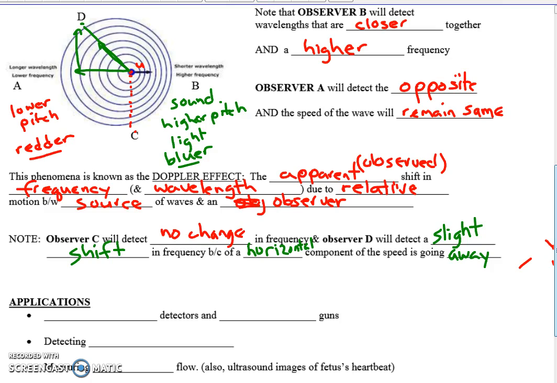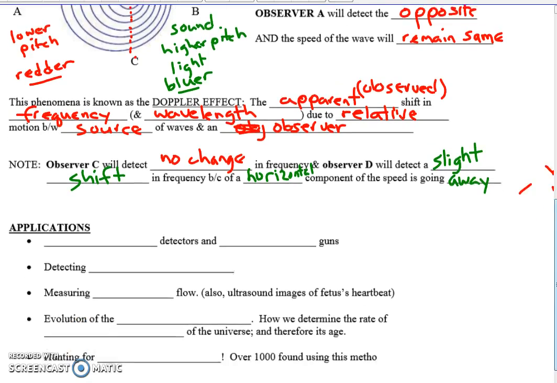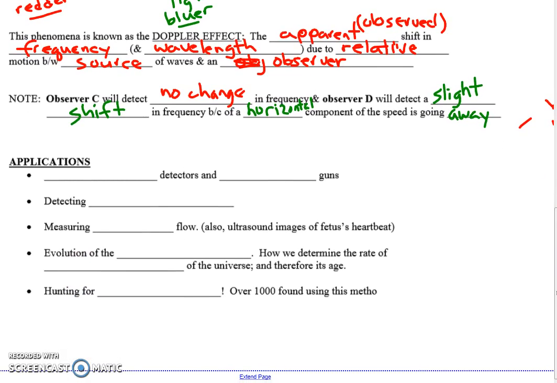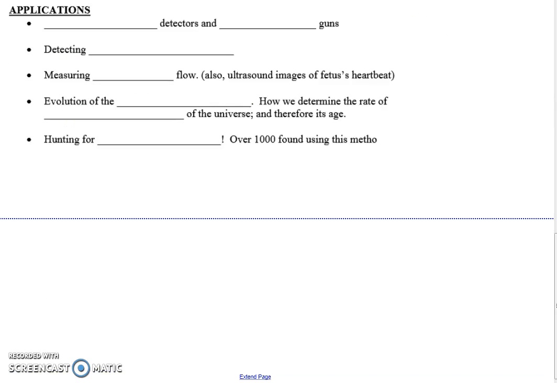All right, so let's finish up with some applications here. I'll just talk about them now. We can go into greater detail in class if you want. Applications that you may have run into: radar detectors and speed guns.